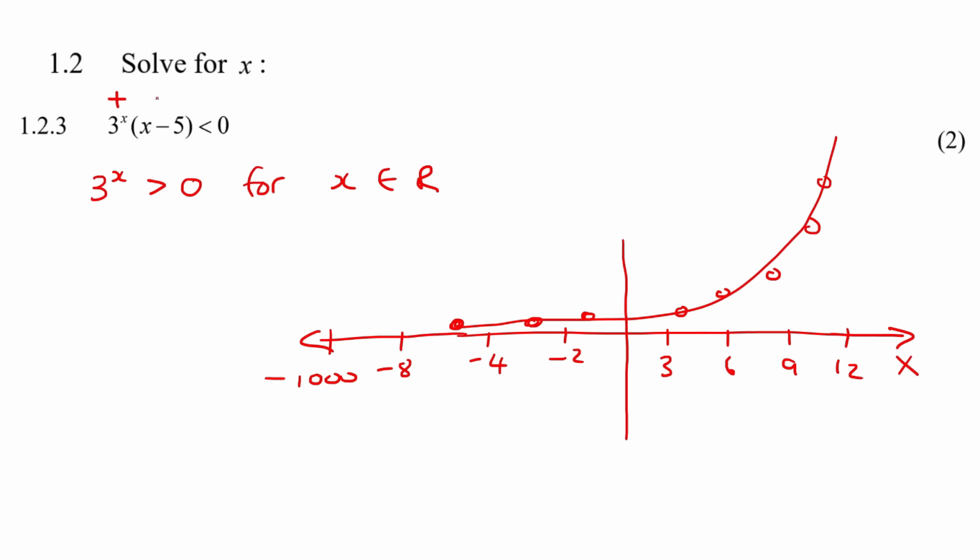Well, we know that a positive multiplied with a negative will give us negative. So we're going to say that we would like the x minus 5 to be negative. That means it must be smaller than 0. And now you can just take the 5 over, and so x must be smaller than 5. And so that is our answer over there. x must be smaller than 5.